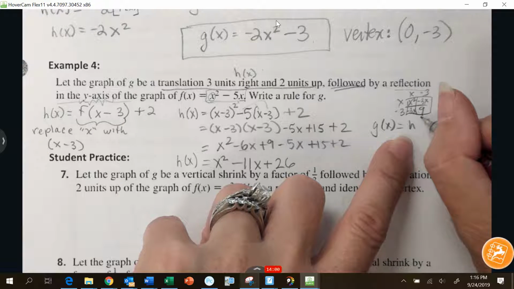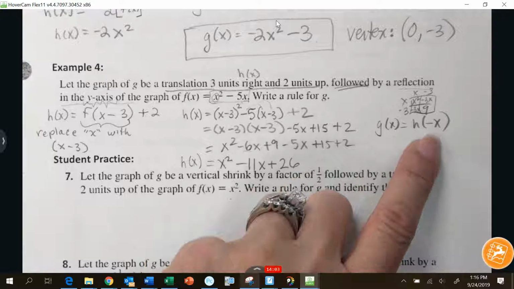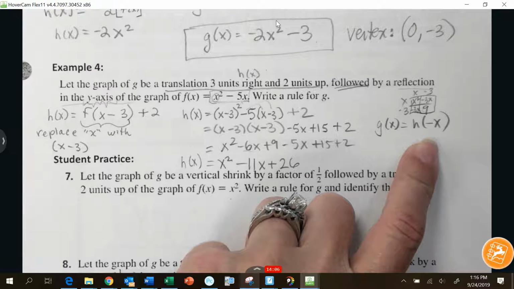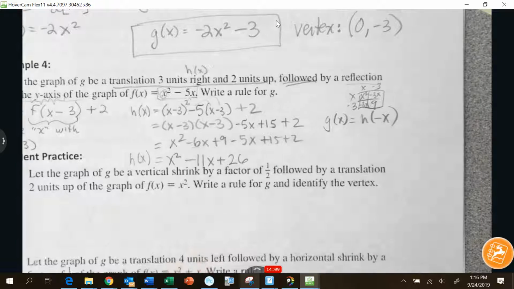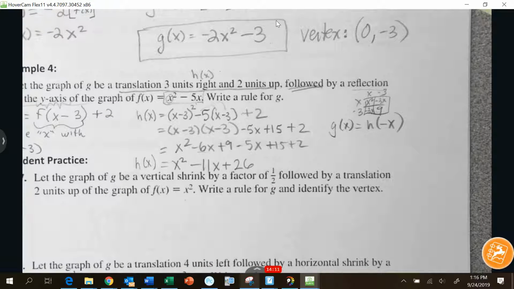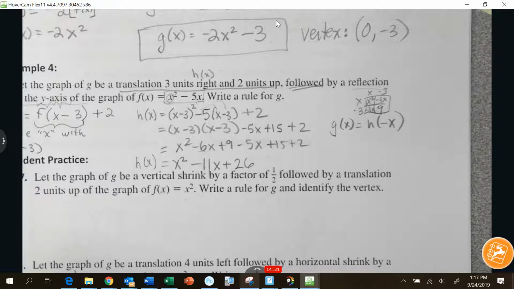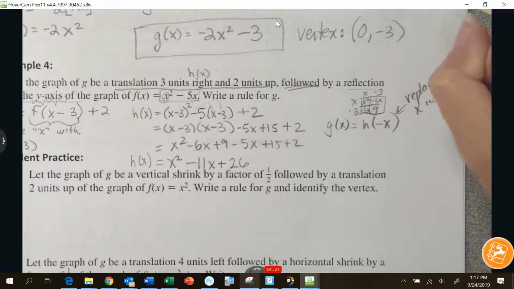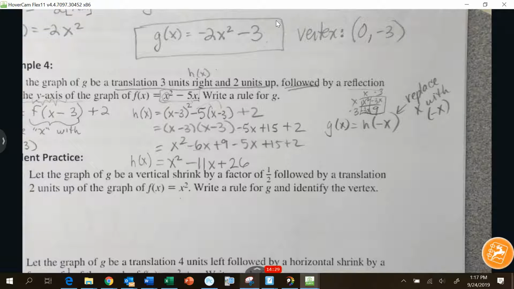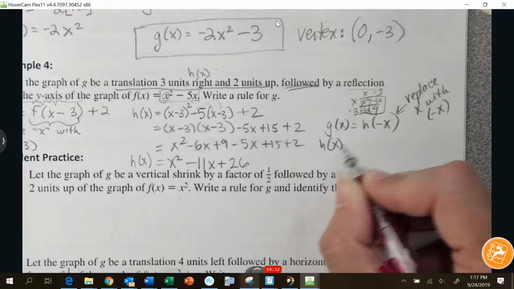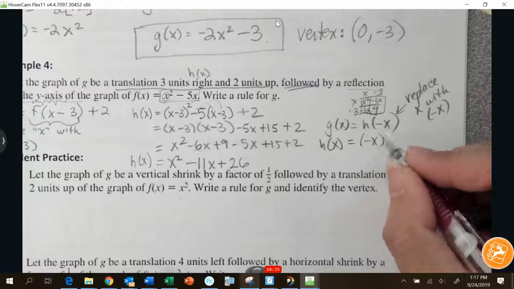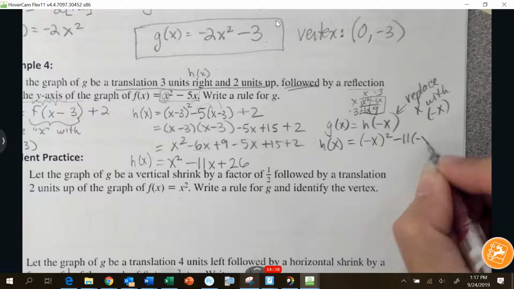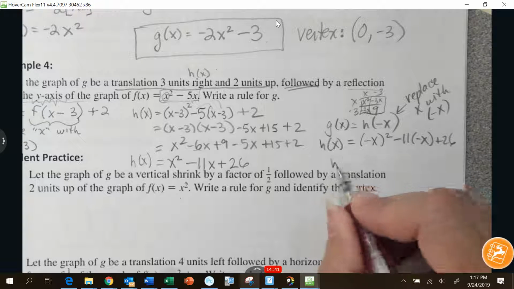We write h of negative x. What does that tell me to do? We're going to replace all x's with parenthesis negative x. That's what it means. Replace the x. So I'm going to take my h equation, and wherever I see an x, I'm going to make it parenthesis negative x squared minus 11 parenthesis negative x plus 26. And then I'll just simplify that.